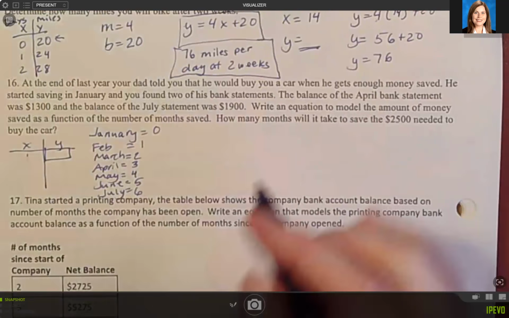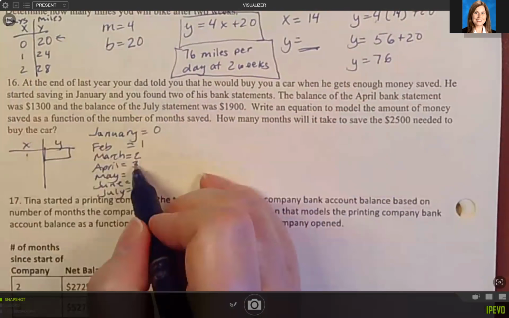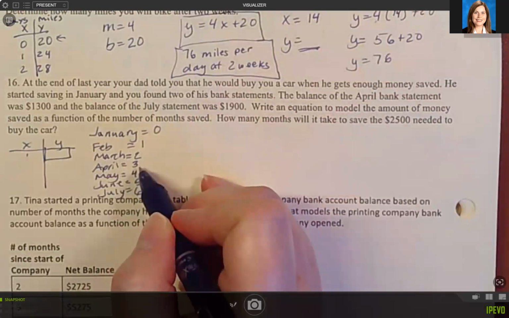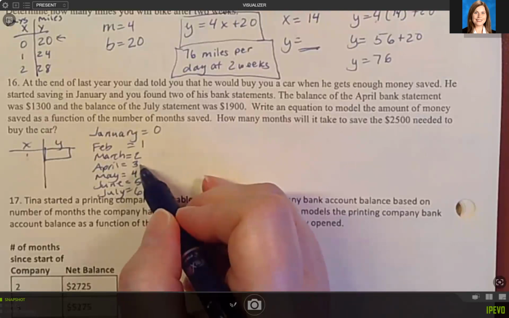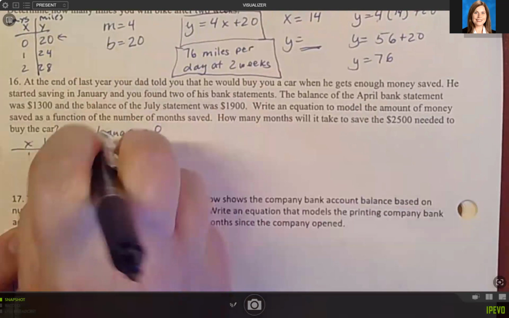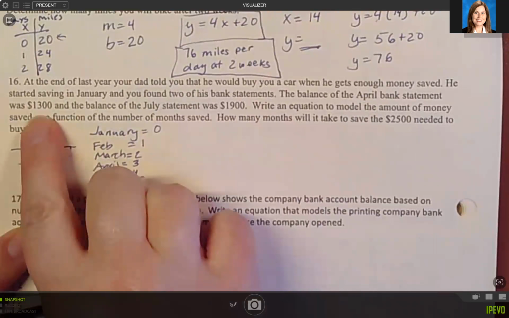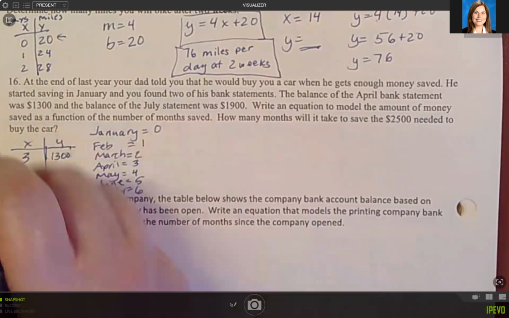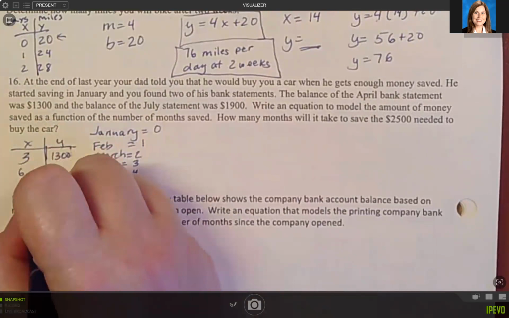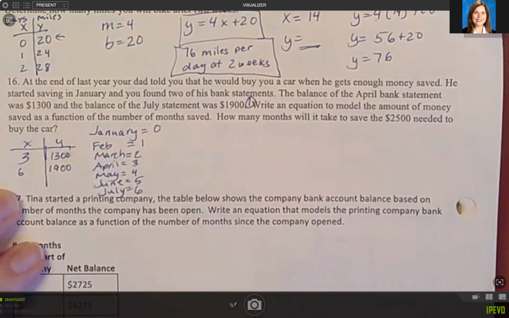All right. So the balance of the April bank statement was $1,300. April was the third month that he had saved, because January is the starting point. So February would be 1 month, March would be 2 months, April would be 3 months since he started saving. So 3 months since he started saving, he had saved $1,300. And then the balance of the July statement, which was the 6th month that he had been saving, was $1,900. So first we have to write the equation, and then we have to find out how many months it will take to earn $2,500.